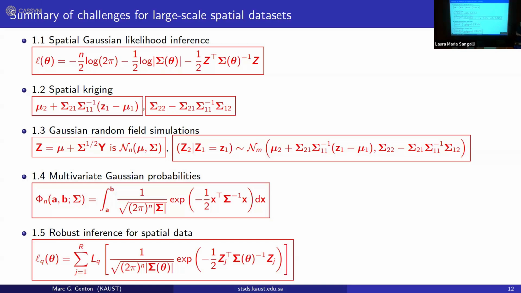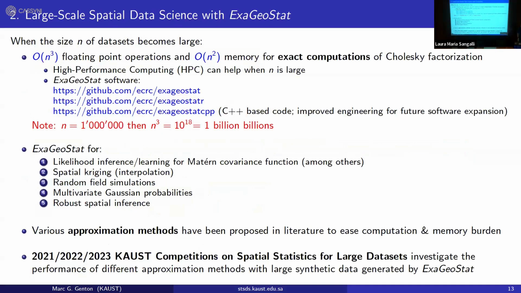Or here I described everything in the univariate case where you have just one variable, but if you have p variables, then the covariance matrix will be even bigger. So even in this very simple case, things are quite challenging. So let me move now to the second part, which is about the software ExaGeoStat we've been developing and how it has been developed to address this large scale problem.